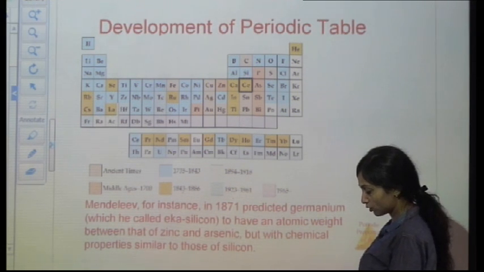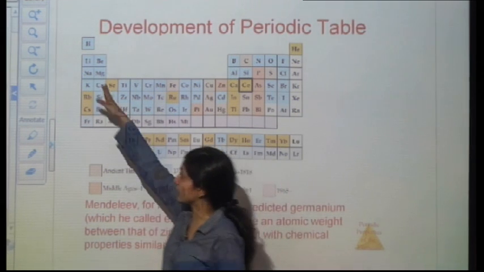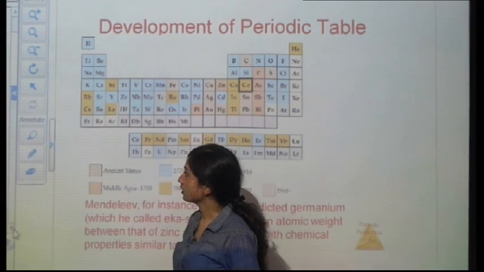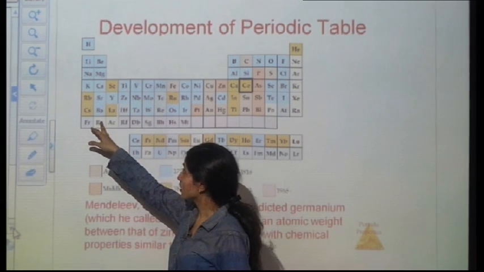Now let's talk about the groups. What is the configuration of the outermost group here in the first case? 1s1. What about this one? ns2.